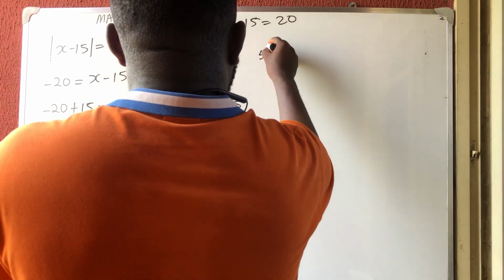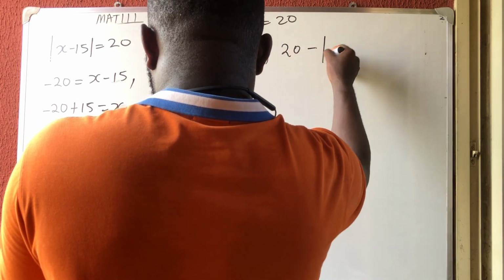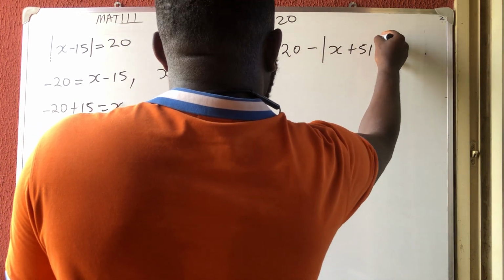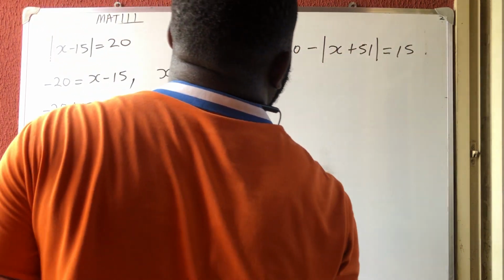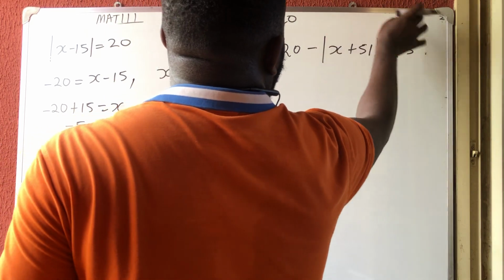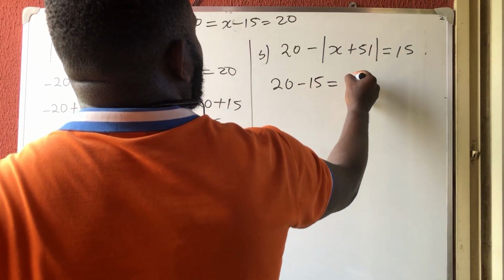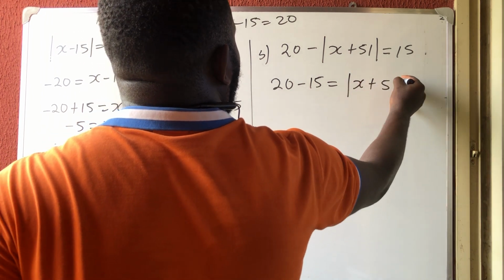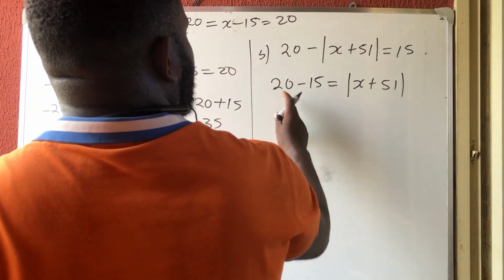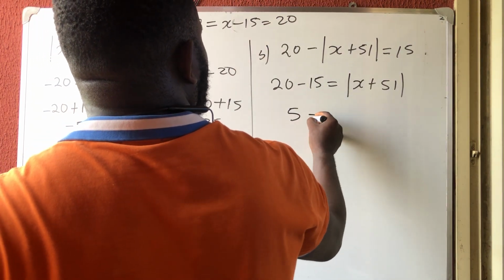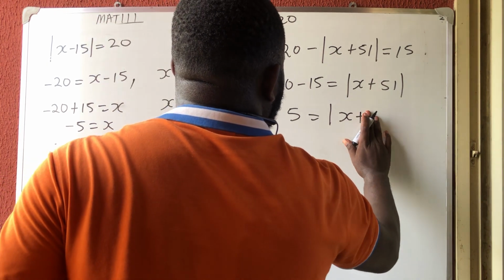So the next one, question B, says 20 minus the absolute value of x plus 51 is equal to 15. Before I do anything, let me take this one to this side. So I'm having 20 minus 15 is equal to the absolute value of x plus 51. I want this one to be positive, that's why I moved it here. So this minus this is giving me 5 is equal to the absolute value of x plus 51.